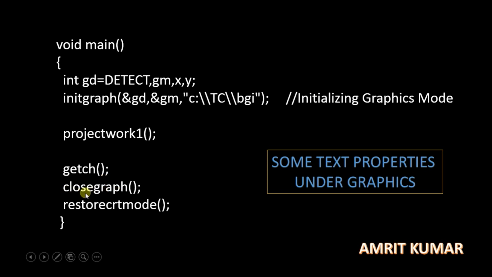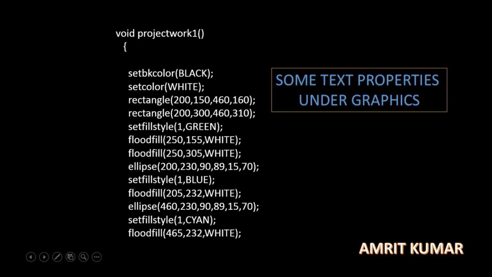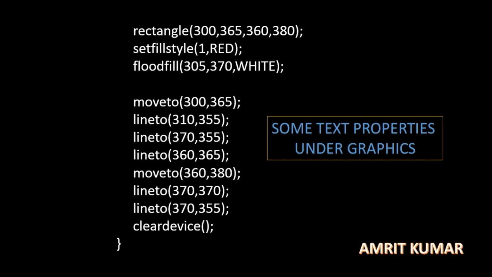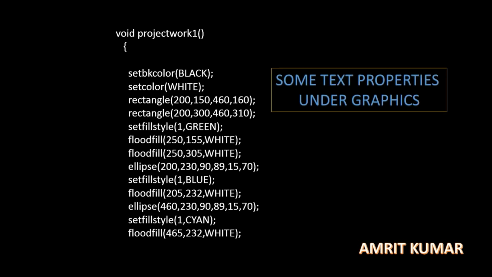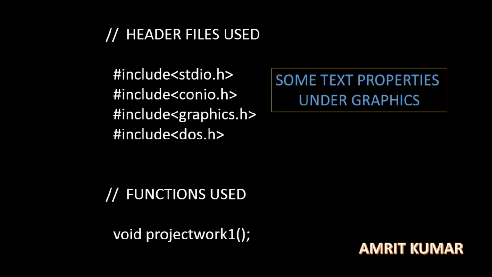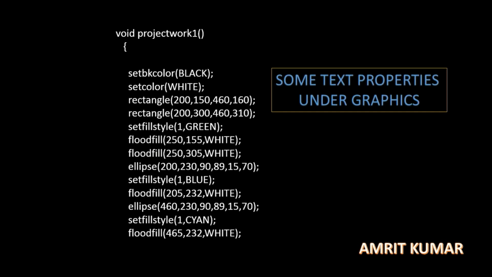After this, I am using the function closegraph, because I initialized the graph first, so we need to use closegraph for closing the graph. Therefore, the graph is going to be closed. After that, I am using restorecrtmode, which helps us restore the cathode ray tube mode. Then finally, the main function is going to finish executing. Overall, I can say that these are some text properties under graphics through which we have created the project in C language, and it looks very dynamic. So this was all about some text properties under graphics.